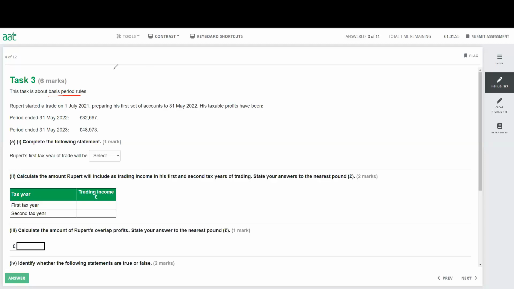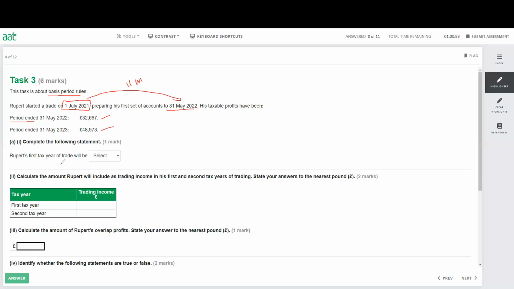Rupert started trading on 1st of July. So the business started 1st of July 2021. That's the starting date of the business. He prepares his first set of accounts to 31st of May 2022. That's the first set of accounts up to May. His taxable profit for the period ended, that's the period ended 31st of May. From July to May, we need to look at how many months that is. So July to May is 11 months. So in 11 months, we have a profit of 32,067. After that, we have a period ending again 31st of May. That means from June 22 to May 23, we have 48,000. Okay. Complete the following statement.